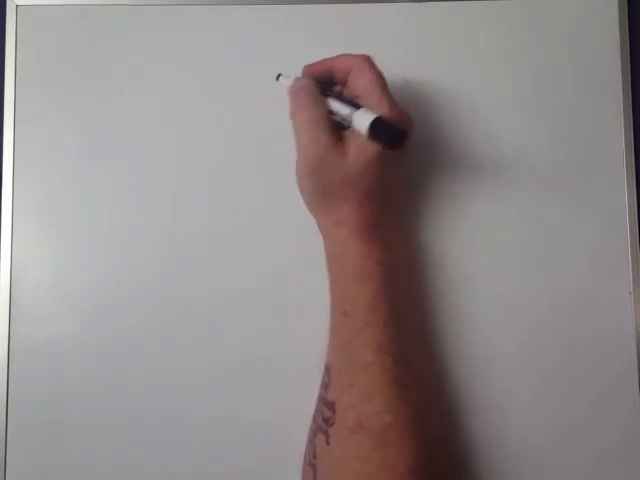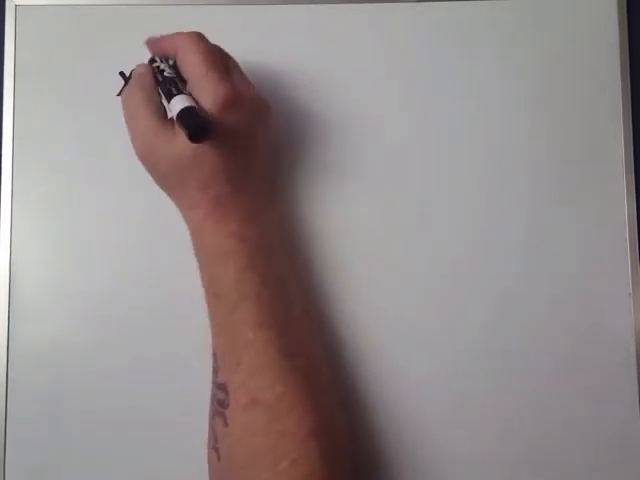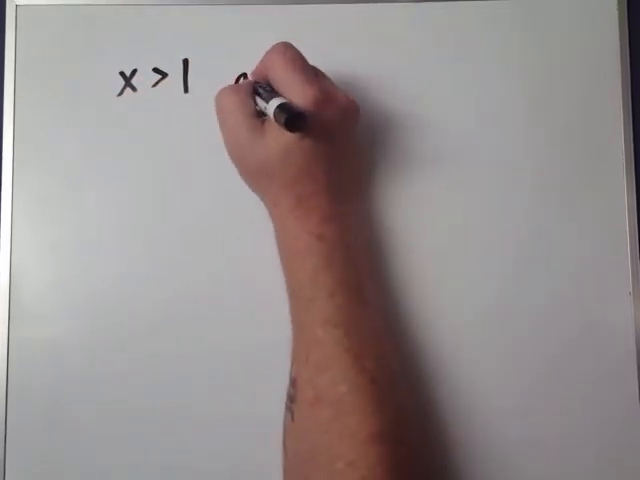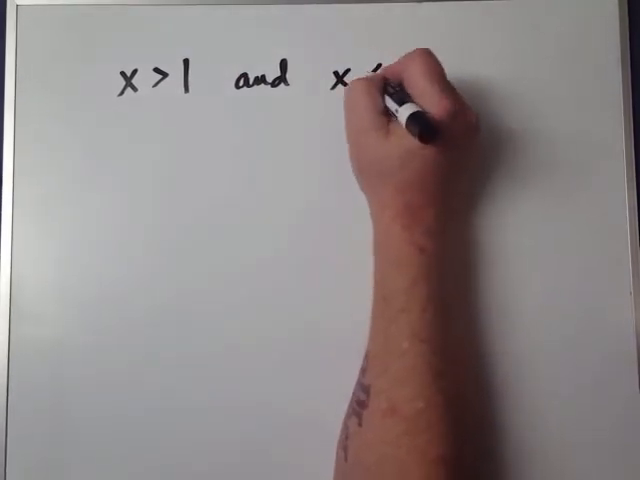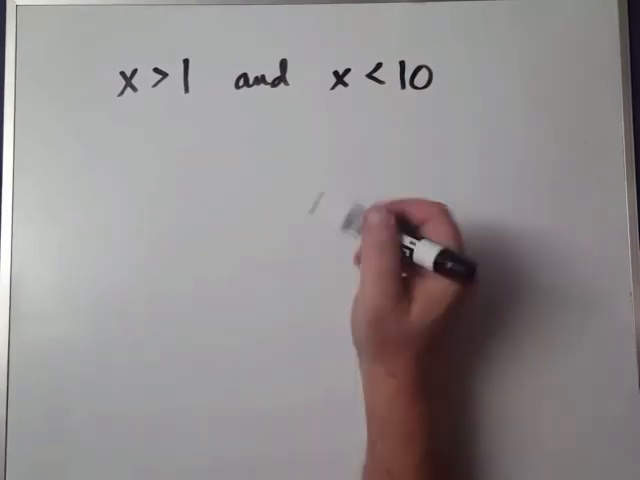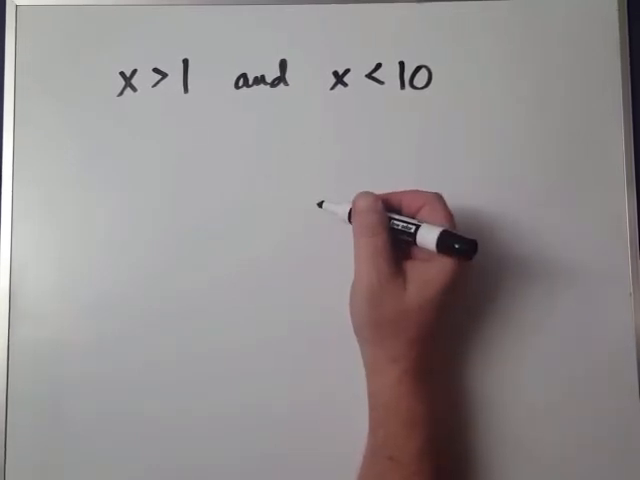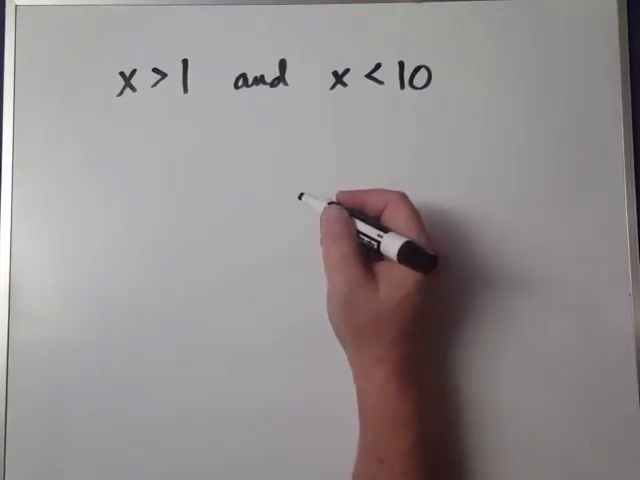What does that mean? I'm thinking of some number x between 1 and 10. Well, that means it's got to be bigger than 1. And if it's between 1 and 10, it's got to be less than 10. Remember, between does not include the endpoints. What number could I be thinking of? Maybe 5. Maybe pi. Maybe square root of 11.